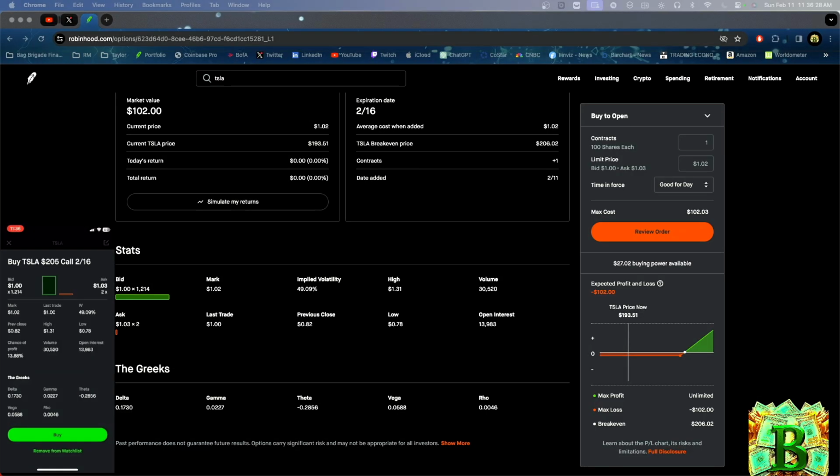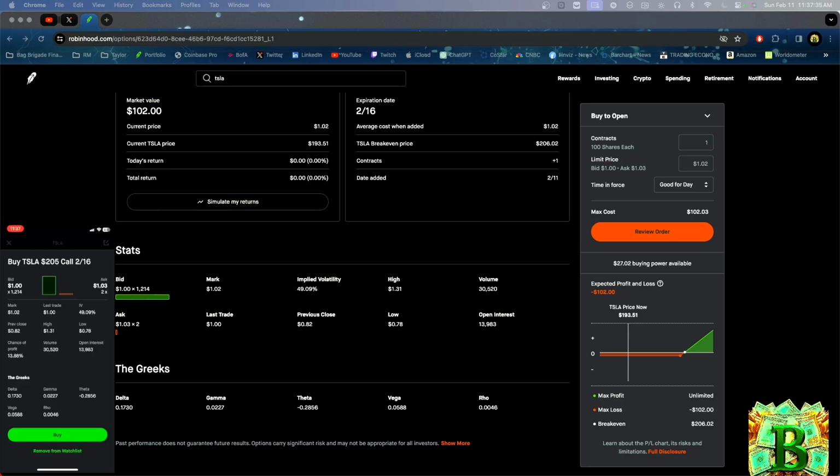Delta measures the change in the option's price per $1 move of the underlying stock price. It allows you as a trader to see how much market exposure, how many shares, they have the right to. Delta can also be viewed as the probability of the option expiring in the money. So, for example, let's use Tesla. The delta is 0.173. Therefore, for every dollar increase in the stock price, the option value will increase by 0.1730.